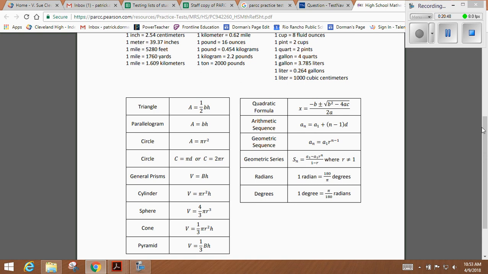Check it out. They have named your arithmetic and geometric sequences and series. They told you exactly which one is which. Cool. On your test, you had to figure out which was which. Got that quadratic formula. And then the other things on there, and degrees to radians, radians to degrees. Are you going to have to convert degrees to radians, radians to degrees? It's very possible. We'll get it.